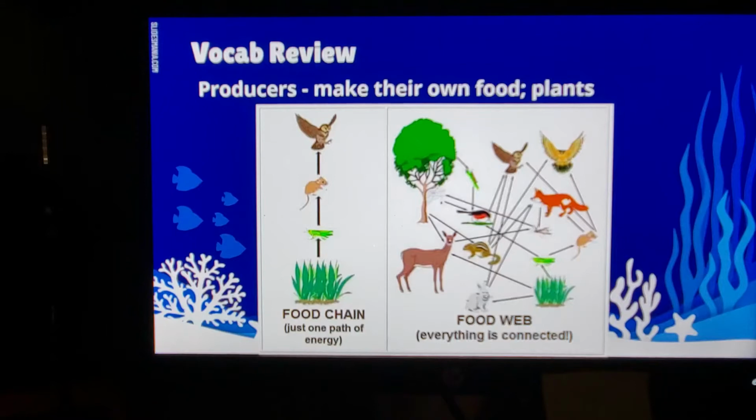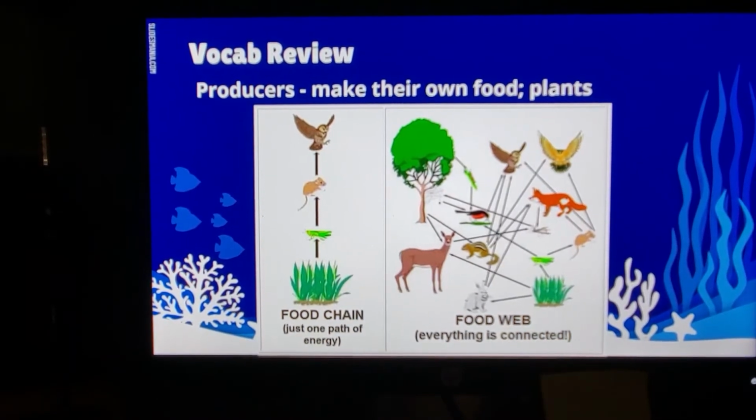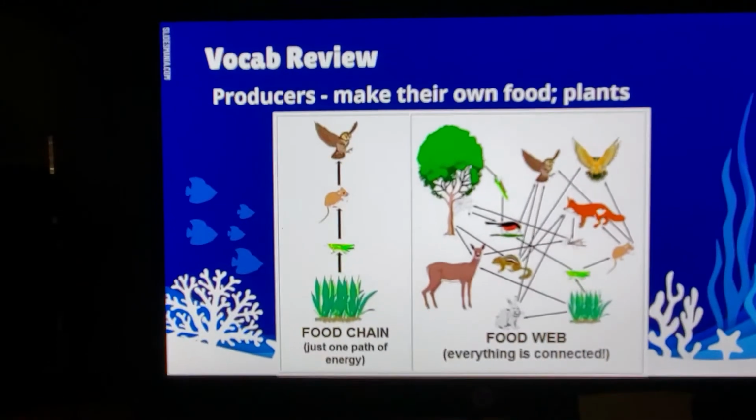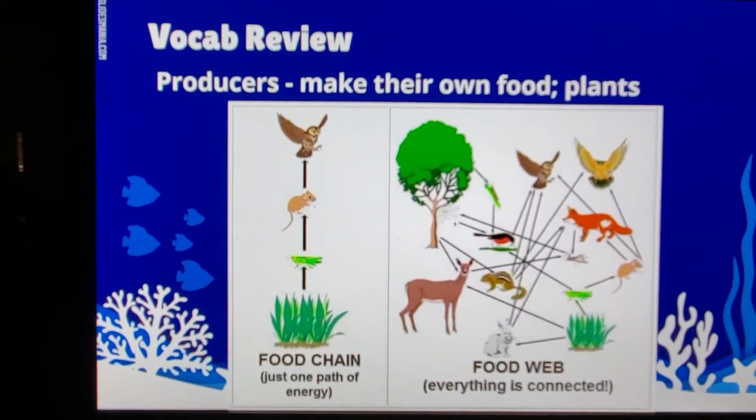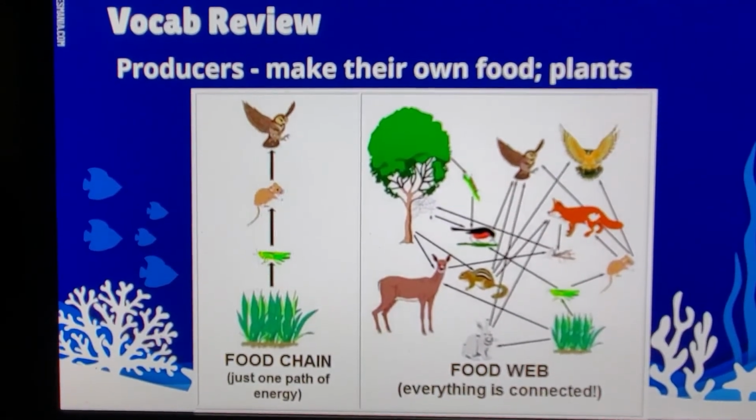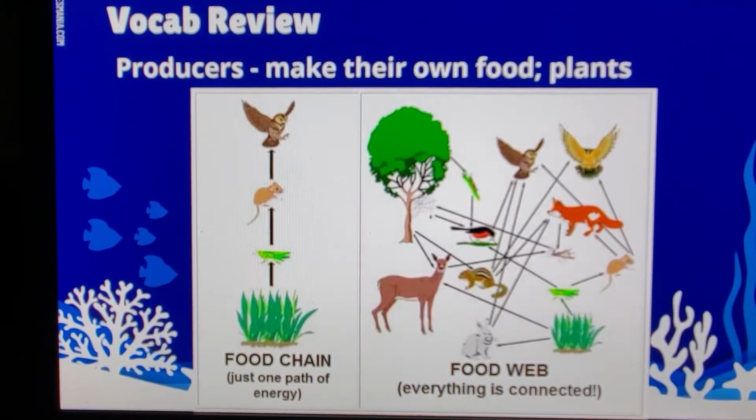So again, producers make their own food, and as you look at this graphic on the screen, let me push it up a little so we can zoom in and see that a little bigger. So of what you see in either the food chain or the food web, what would be the things we would consider producers?